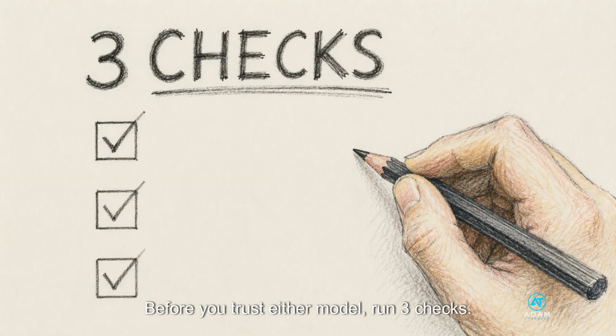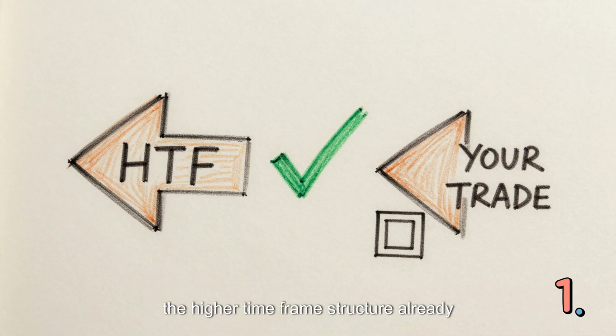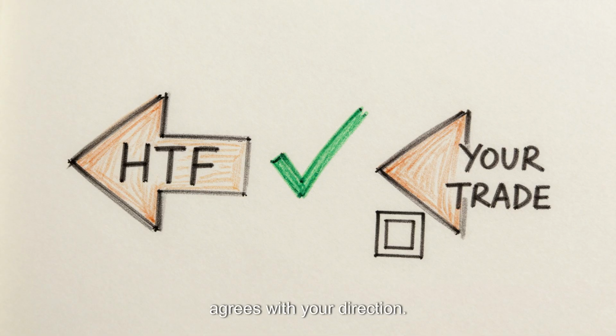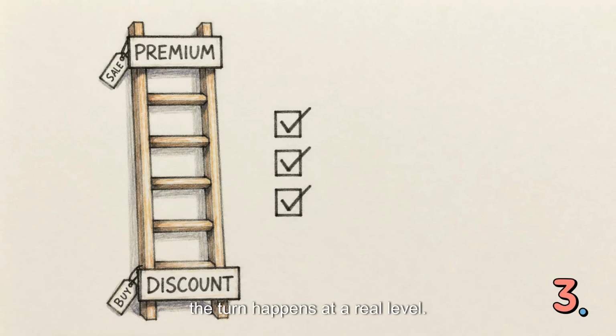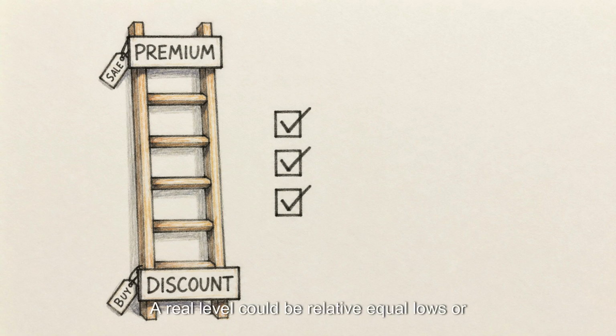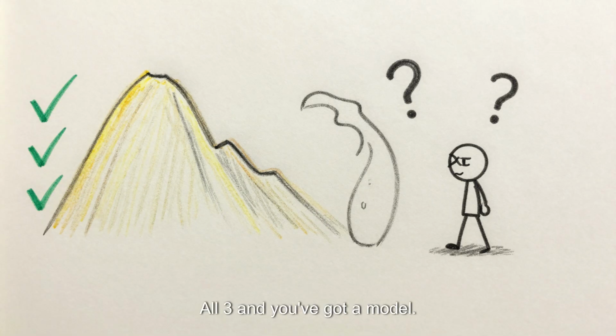Before you trust either model, run 3 checks. Miss one and it's not the model. 1. The higher time frame structure already agrees with your direction. 2. The draw on liquidity points the same way. There's a clear destination to aim at. 3. The turn happens at a real level, and you're not buying or selling into a premium. A real level could be relative equal lows or highs, depending on the direction. Maybe it's a higher time frame fair value gap. Regardless, the turn is happening at a relevant spot, not in the middle of nowhere. All 3 and you've got a model. Miss any and it's just a shape that you wanted to see.